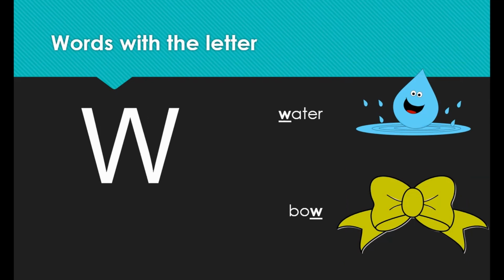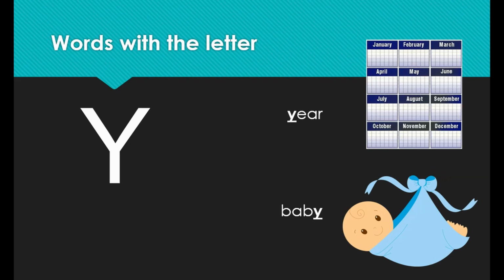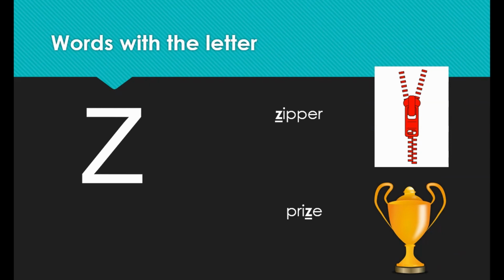W. Water, water. Bow, bow. X. Fox, fox. Six, six. Y. Year, year. Baby, baby. Z. Zipper, zipper. Prize, prize.